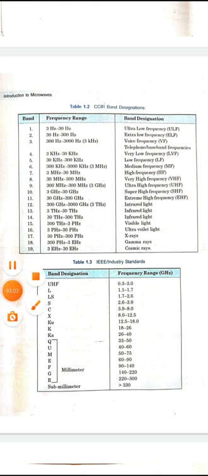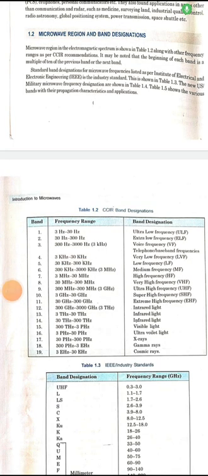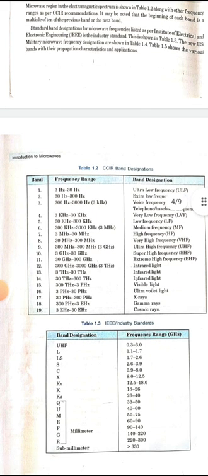Then 3 petahertz to 30 petahertz is ultraviolet light. 30 petahertz to 300 petahertz is used for X-rays. Then the remaining two bands are used for X-rays and gamma rays. So 300 petahertz to 3 exahertz is the gamma ray band, and 3 exahertz to 30 exahertz is always used for cosmic rays. So these are nothing but the different CCIR designations.